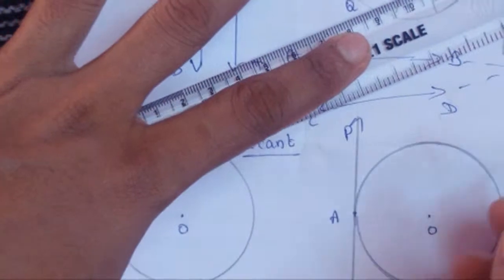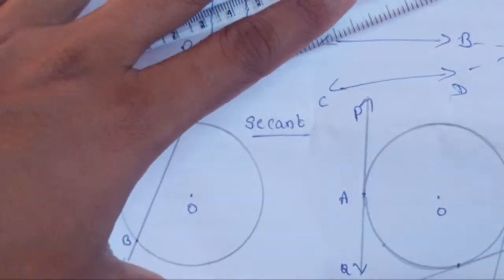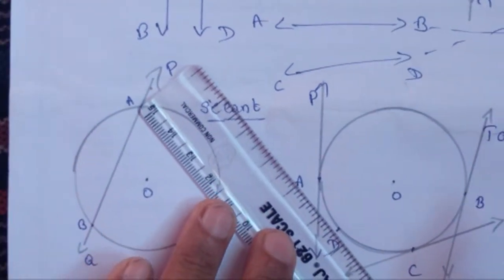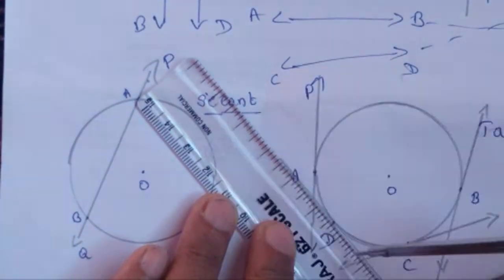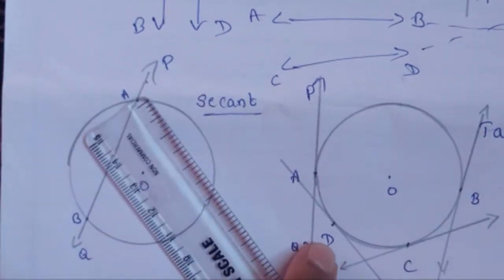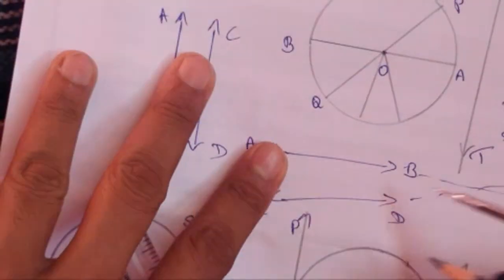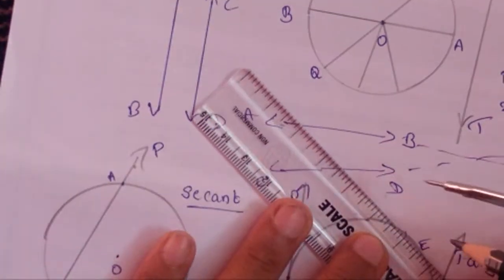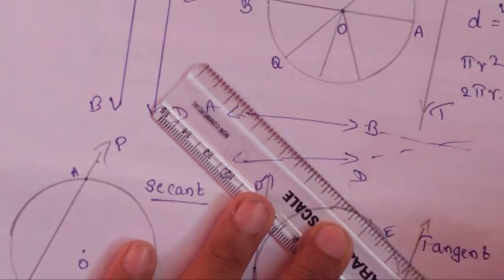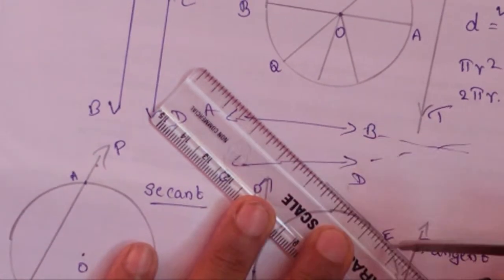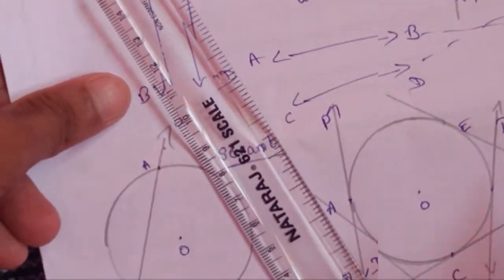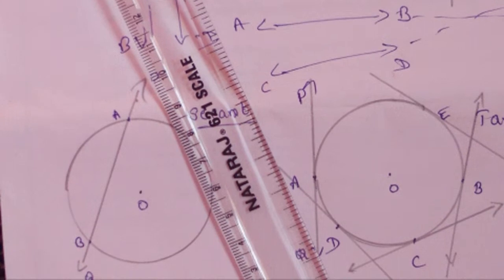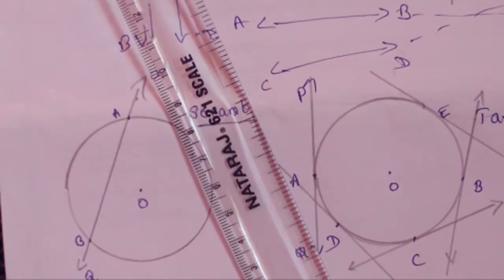Then I will consider another point D and draw a line. So this line is also called a tangent to a circle. I can consider another point E and draw a line which passes through the circle at the single point E. So this is also called a tangent of the circle. So that's why we can draw plenty of tangents to a circle.